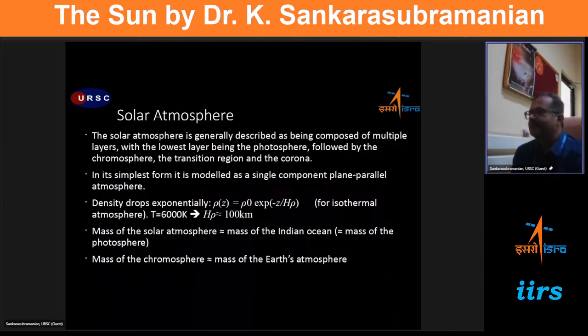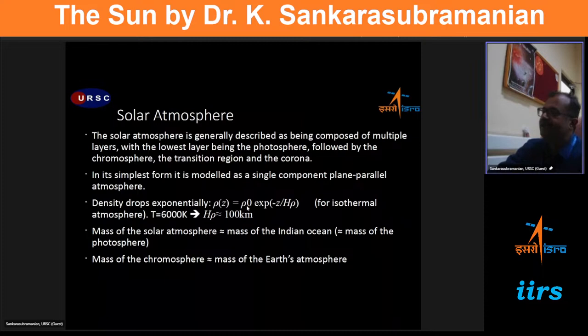So coming to the solar atmosphere, it is composed of multiple layers, with the lowest layer considered the photosphere. It's called the photosphere because it looks like a sphere, and that is the layer where the photons escape from the sun, followed by the chromosphere, the transition region, and the corona. We model it in the simplest way as a spherical model, a single component plane parallel atmosphere, and the density of the solar atmosphere drops exponentially, and that is how you model it.